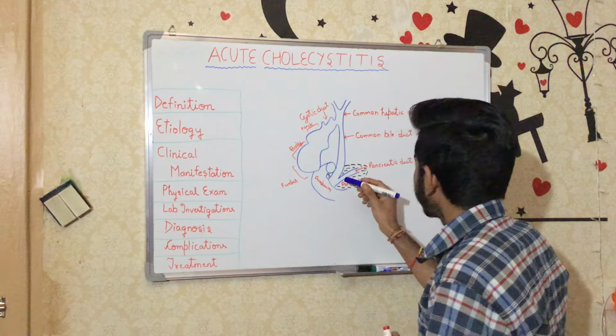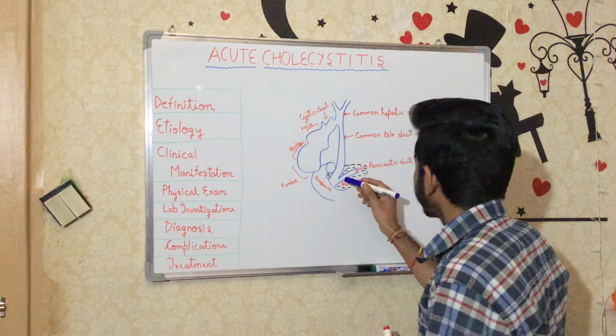Now, what happens is that when we eat food, cholecystokinin, which is a hormone, is released into our body, and it will initiate the contraction of the gallbladder for the release of the bile. So as the cholecystokinin comes, it will stimulate the contraction of the gallbladder, and it will contract and release the bile into the biliary tree.